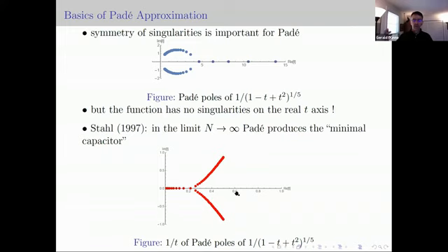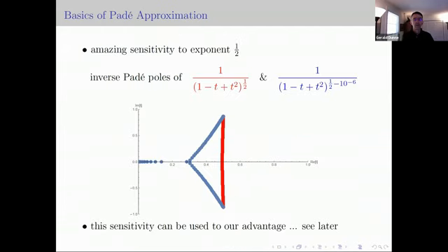And the theorem is that what Pade does in the infinite limit, it arranges these poles in such a way that this capacitor has the minimal capacity with respect to infinity. So you can use all sorts of beautiful, simple electrostatics intuition to see what Pade does when it confronts a function like this. So here's an interesting application of this.